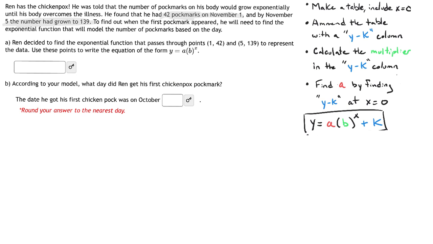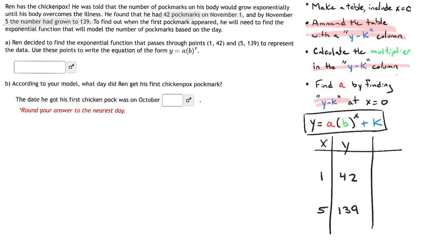So if you recall, for writing an exponential equation, we often like to make a table, and then you include x equals 0 on that table. Now, if there is a shifted asymptote, you need to include a y minus k. So in this scenario, is the asymptote the number of chicken pox marks something other than 0? Maybe in a different scenario, it's the amount of degrees in the room or something like that. But in this case, it makes sense that the number of chicken pox was originally 0. So we don't need to worry about the y minus k column. So that kind of makes the problem a little bit easier.